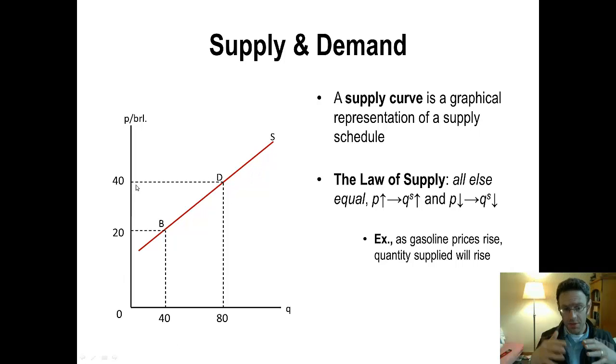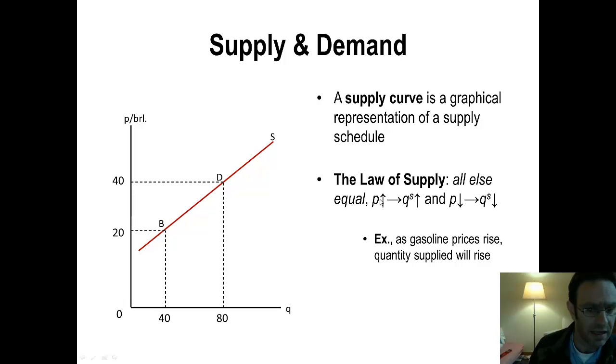Now, the upward sloping nature of the supply curve indicates that typically, and we call this the law of supply, when price increases, quantity supplied will also increase. So if price goes from 20 to 40, we see that quantity supplied rises from 40 to 80. And conversely, if price were to fall from 40 to, say, 20, then we can expect quantity supplied to decline, in this example, from 80 to 40. That positive relationship between price and quantity supplied is oftentimes referred to as the law of supply.